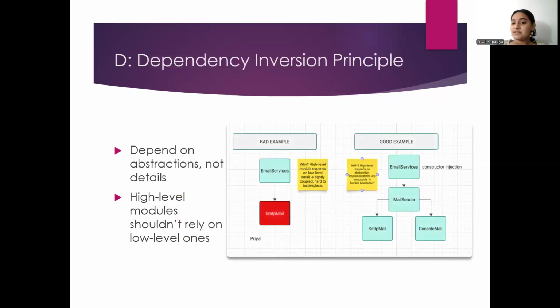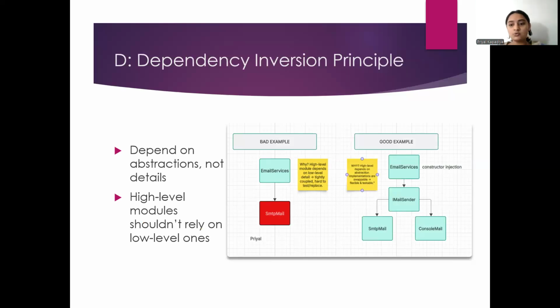And then there is the dependency inversion principle, which means that it depends on abstractions and not the details. High-level modules should not rely on low-level ones. In the bad example, you can see that EmailService has only got one thing. Why is it a bad example? Firstly, because the high-level module depends on low-level details. It is tightly coupled, which is hard to test and replace. So this is the reason why it is a bad example.